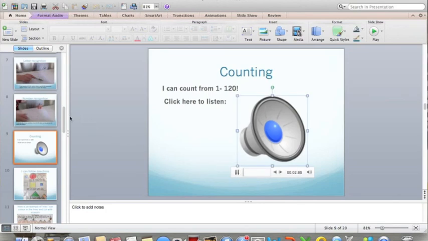Here you go. 1, 2, 3, 4, 5, 6, 7, 8, 9, 10, 11, 12, 13, 14, 15.